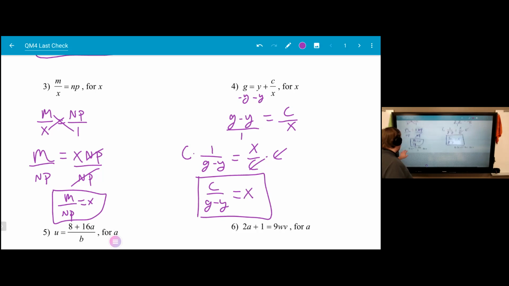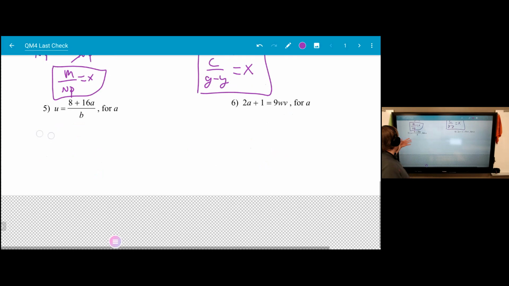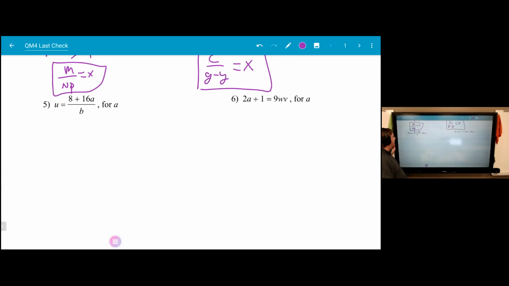On the last two here, I've got u equals 8 plus 16a, divided by b. A lot of them are trying to solve for a today, and there's nothing wrong with that. We can solve for anything we want to. I'm going to start by multiplying both sides by b. So I've got bu, or u times b, because remember, multiplication doesn't care about the order, equals 8 plus 16a.